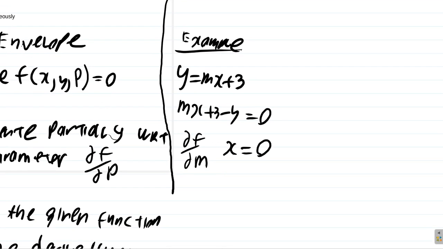Alright, so in this case now, we use the substitution method. Since we know that x is 0, y is equal to m times 0 plus 3. So y is equal to 3. So in this case, y equals 3 would be our envelope.